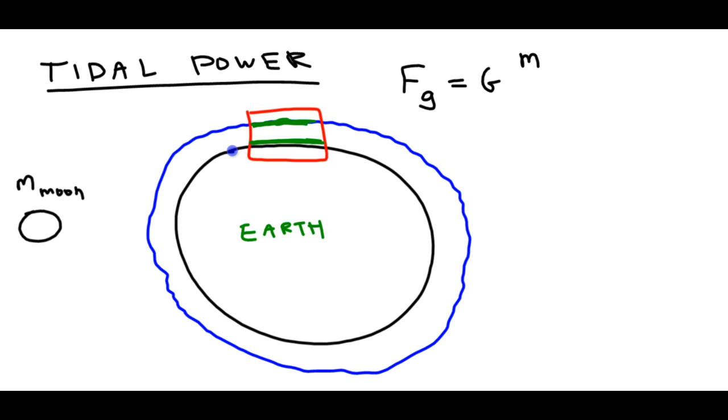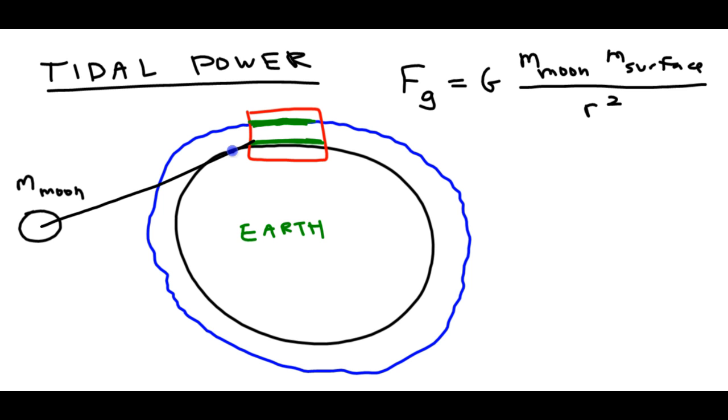Newton's law of gravitation says that the gravitational force on my upper green strip is equal to big G, the universal gravitational constant, times the moon's mass, times the mass of that surface water, the green strip on top, divided by the square of the distance, which is this. Oh, that's not so straight. Let me try again. So there is the r we would use in this calculation, right?